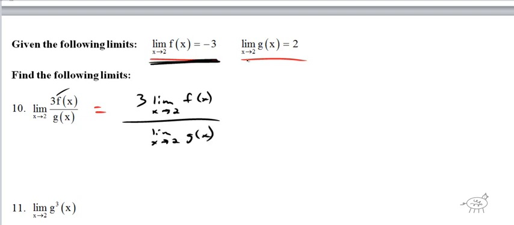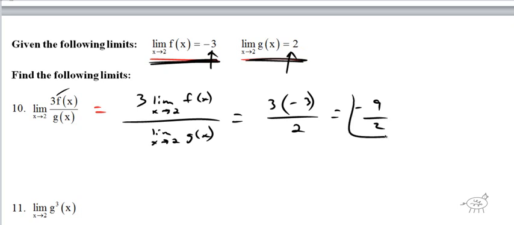Well, those are given right here, so let's plug them in. So it's 3 times, what's the limit as x approaches 2 of f of x? It's negative 3. And what's the limit as x approaches 2 of g of x? That's 2. Goes right there. And so we get negative 9/2. That's really pretty easy to do, especially when they're defined and they just hand them to you and then you just apply it.